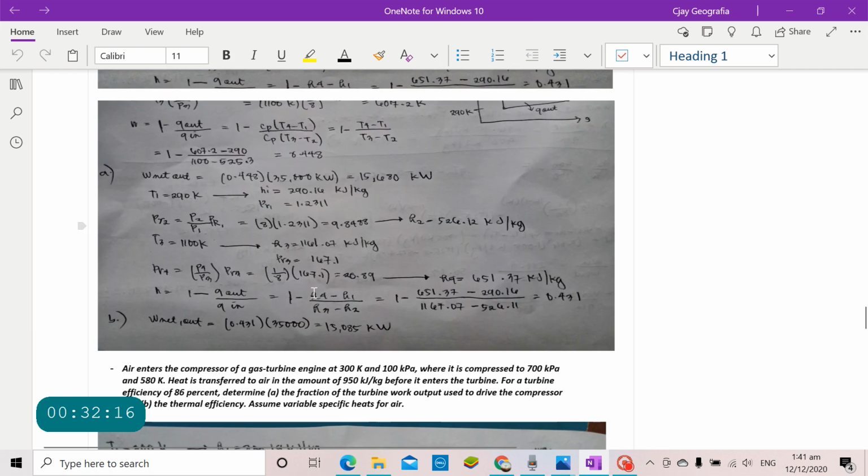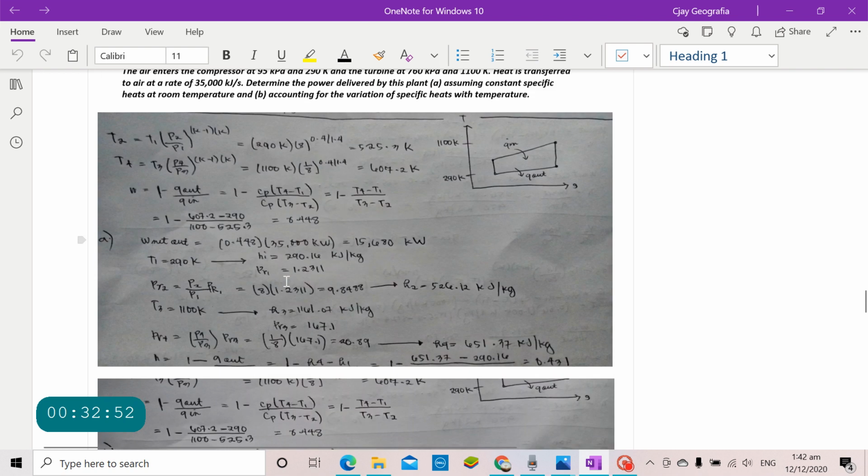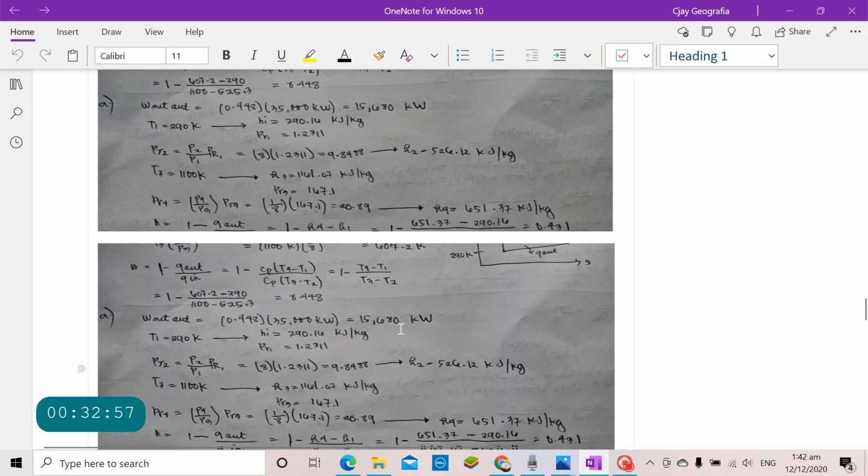Letter B, right? You have to solve with variable specific heat. Yes, I mean assumptions of variable specific heat. We should refer to the ideal gas properties of air. So manipulate, put the values, check values of it. So you will get these answers. Second, we use the power delivered for A and B. Same process for A and B in getting the power.